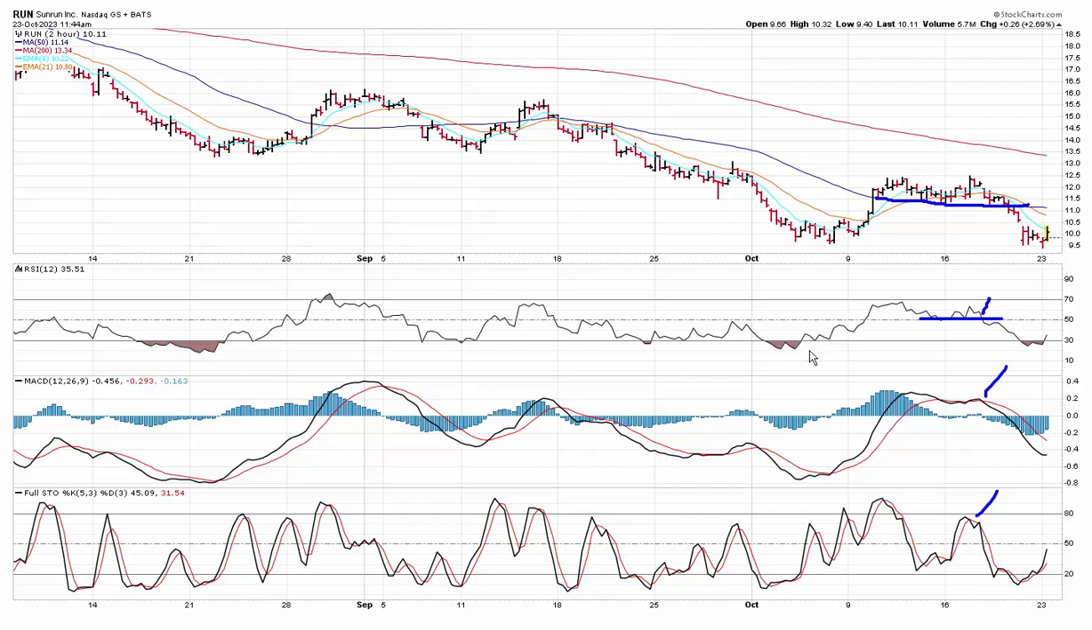But again, the decision to go short is made on the higher time frame, and I'm just zooming in on this to get a little bit better entry.